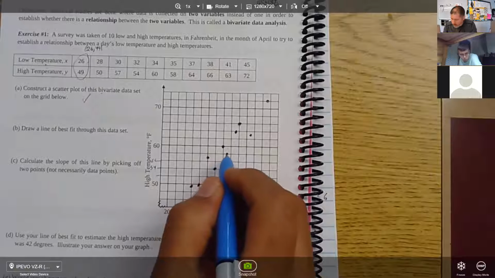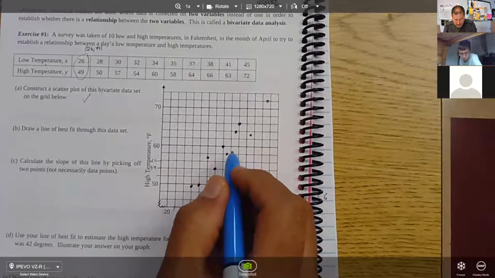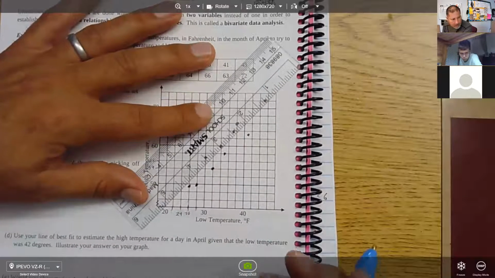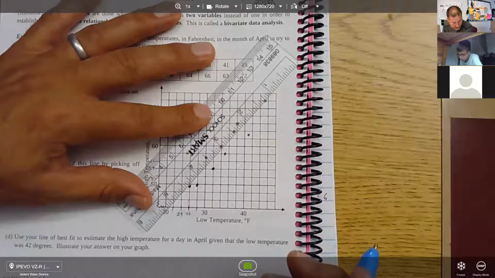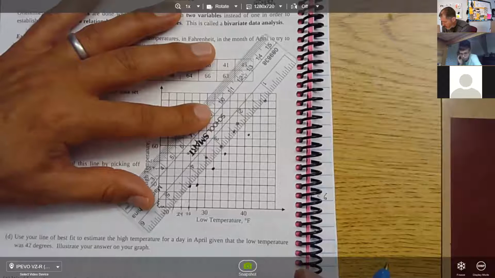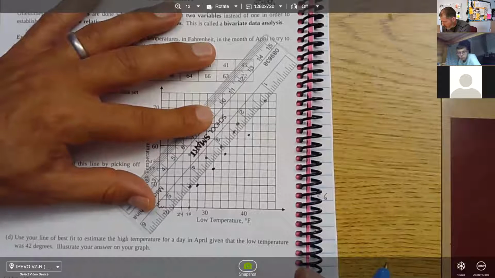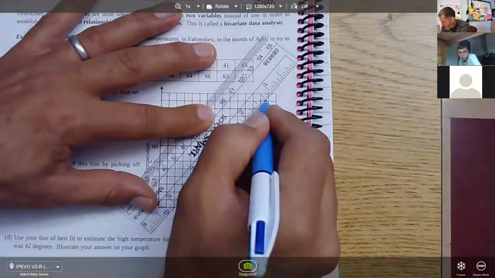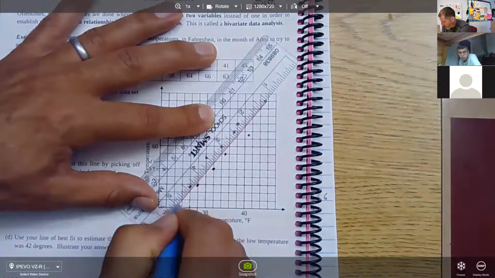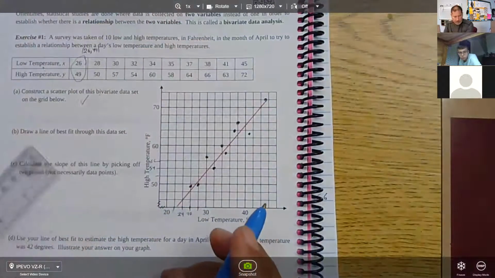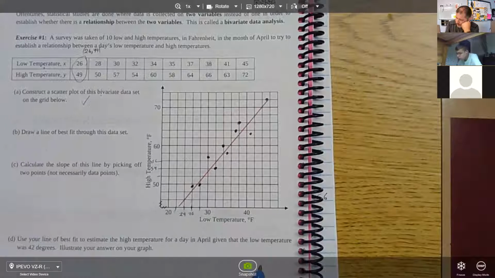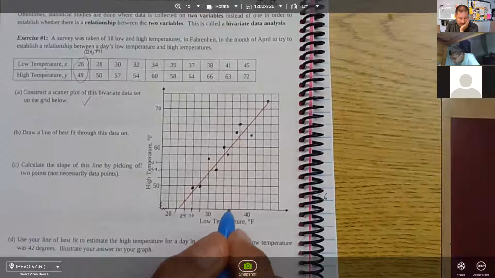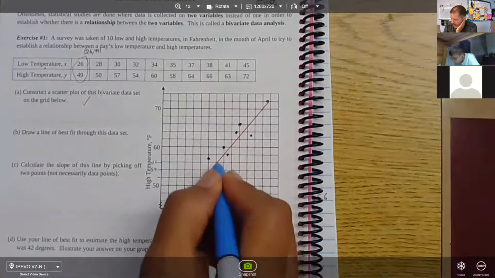I'm going to find a line that goes through as many as I can, while minimizing the distance between all of the dots. So that's my line of best fit. You could have a different one and I would not be offended.